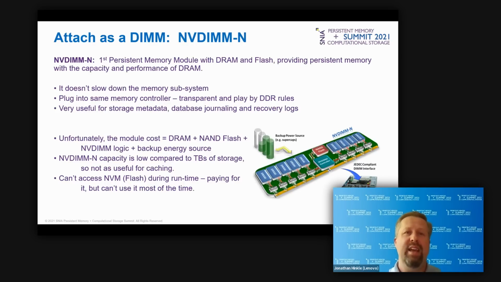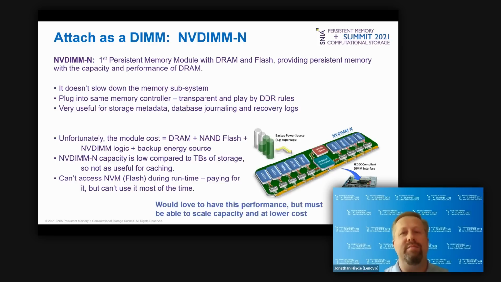Also, the capacity is pretty low, compared to the terabytes of storage that we typically have in a system today. So it's not as useful for caching. It's useful for small amounts of data to be written quickly, but it's not really a good ratio for storage to a cache like we do with SSD to hard disk drives. Also, you can't access the flash, the non-volatile memory, during runtime. So really, we're just using DRAM during runtime, and we're paying for the flash, but we can't really make use of it. So that's sort of a wasted resource, not being able to access that memory.